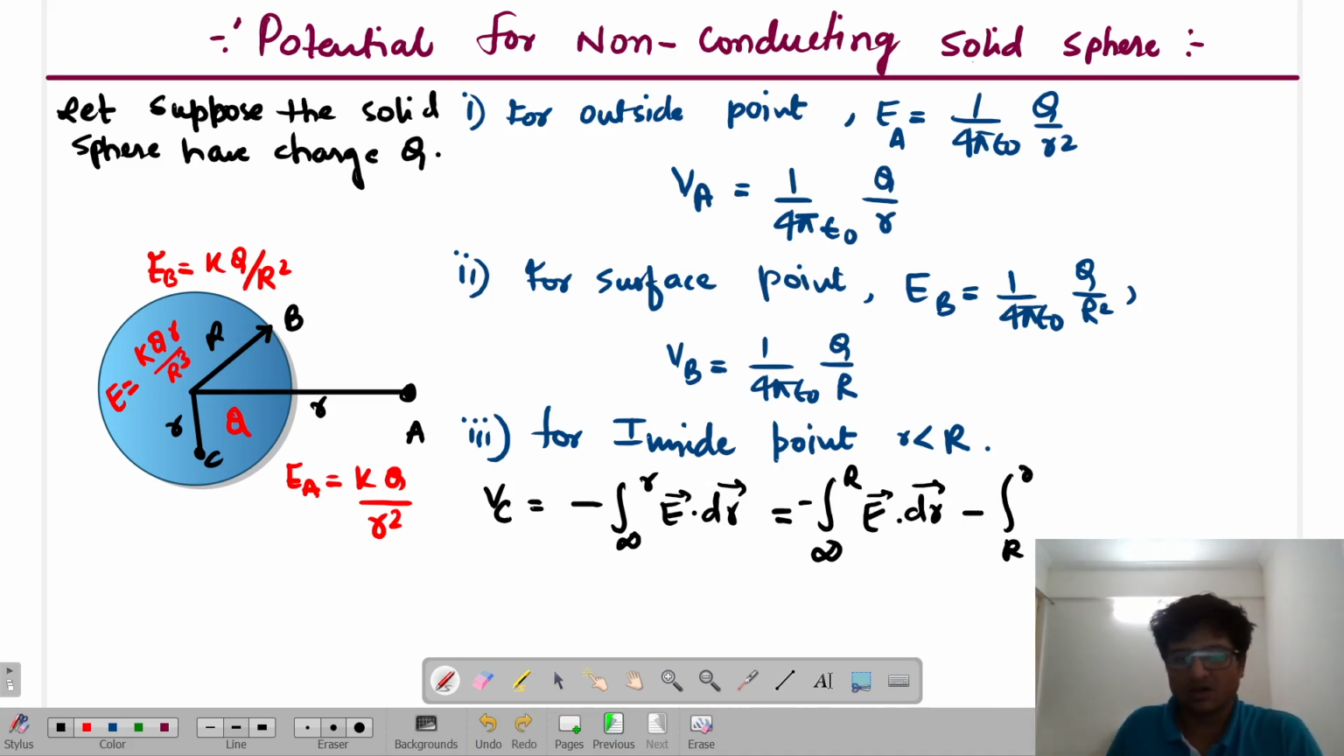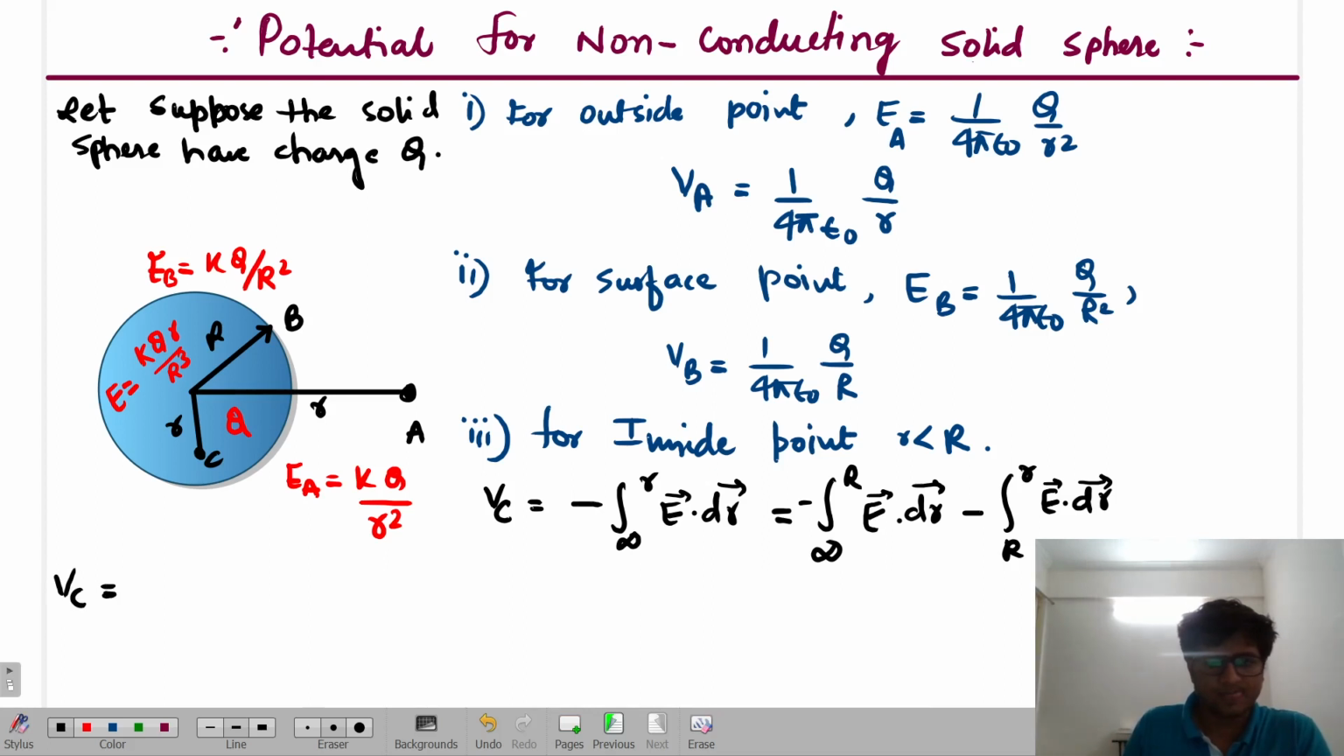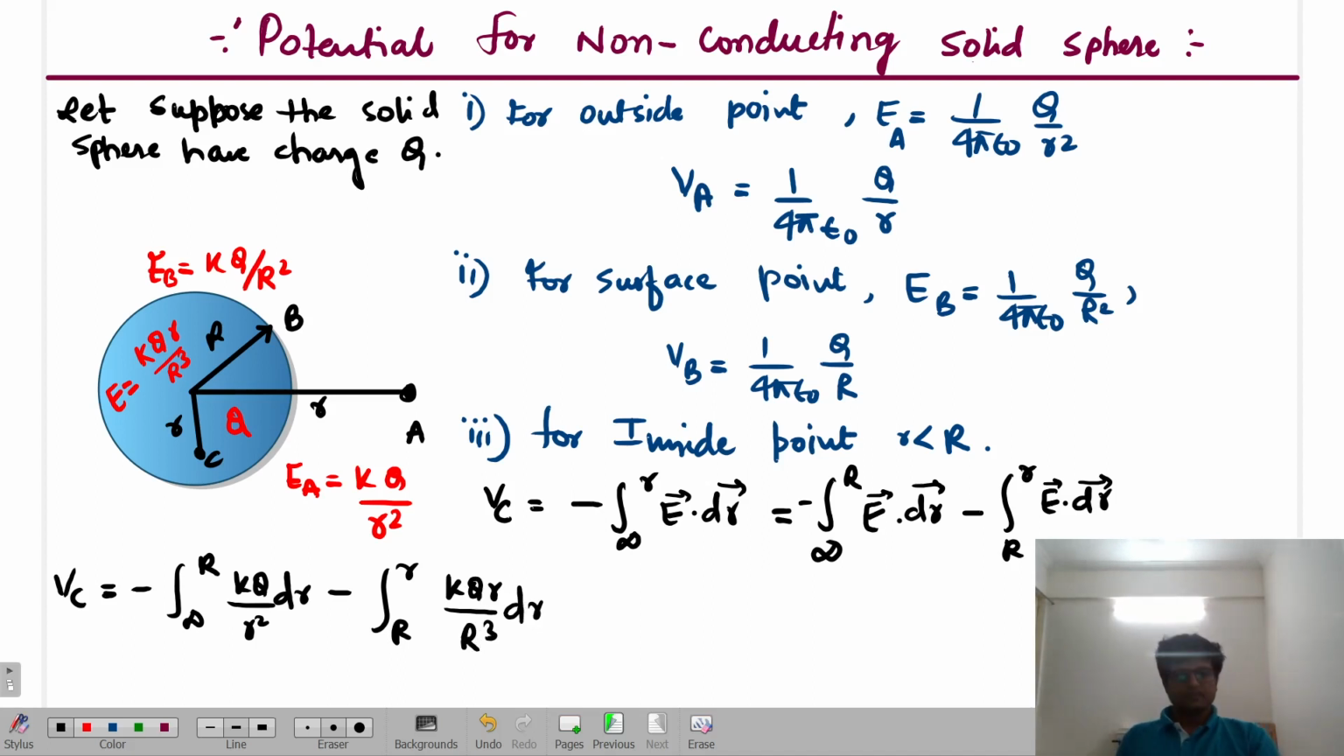R to a small r, because I'm calculating at a small r, no? A dot dr. Are you able to get me? So look over here, V at C is equal to minus infinity to capital R of kq by small r square dr minus, this varies something different, that is r to capital R kq small r by capital R cube dr. Are you able to get me?